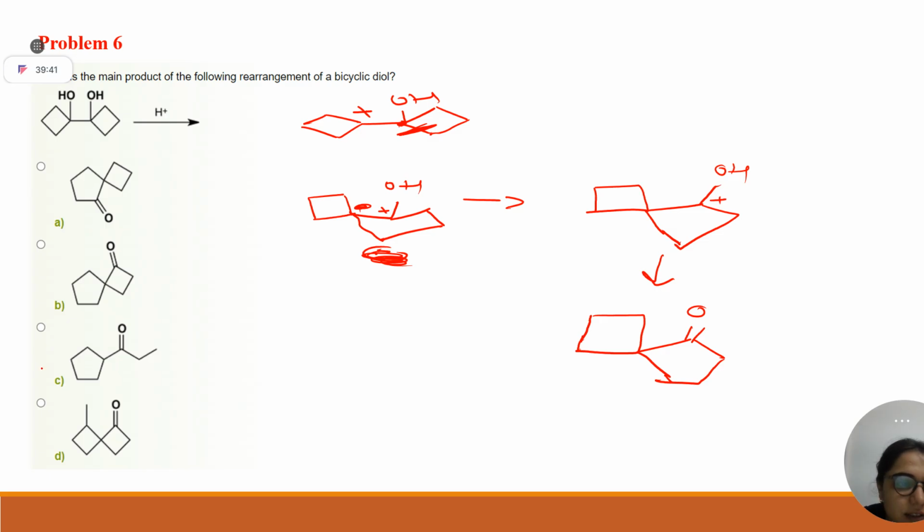Which option is this? Option A. Clear, students, how am I doing?